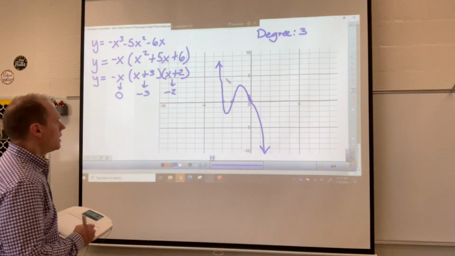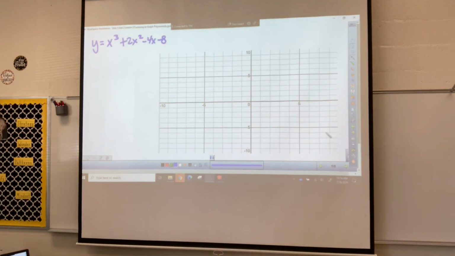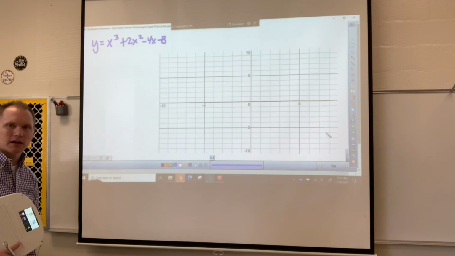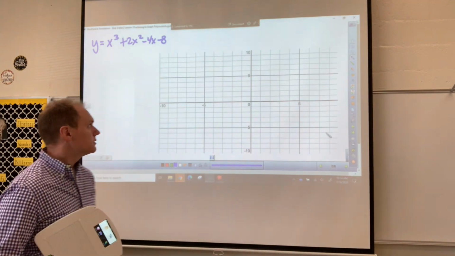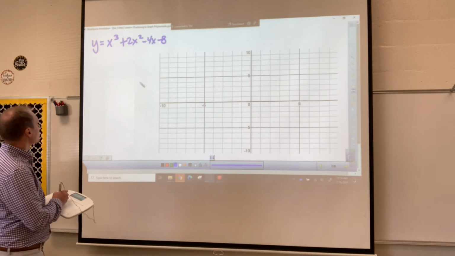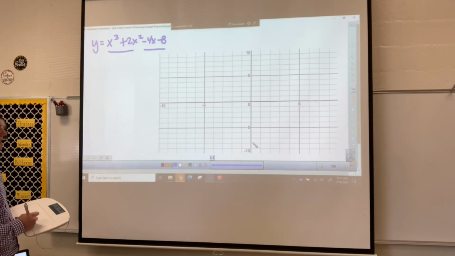All right. Up next, we have x cubed plus 2x squared minus 4x minus 8. So take a second and see if you can do that one. Okay, so on this one, we're going to jump right into it here. We're going to factor by grouping. Before we even do that, though, we could say the y-intercept here is -8. I'm going to plot that.